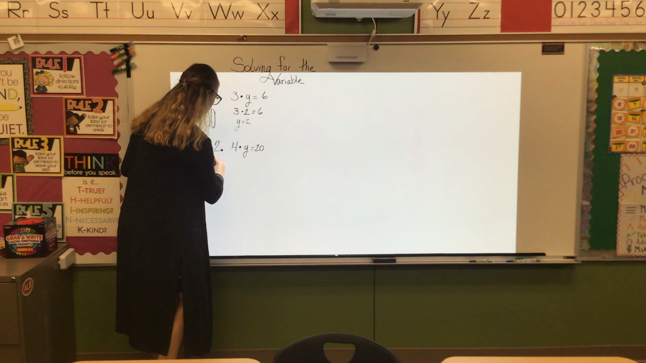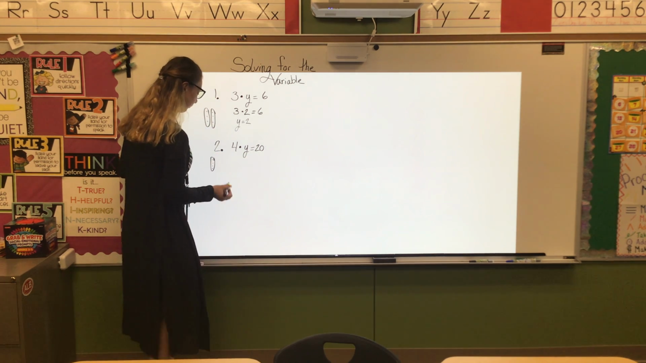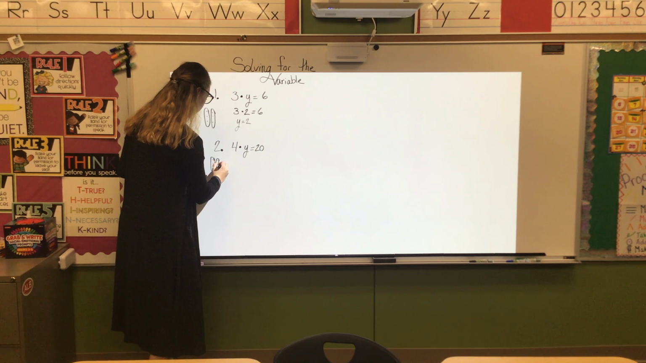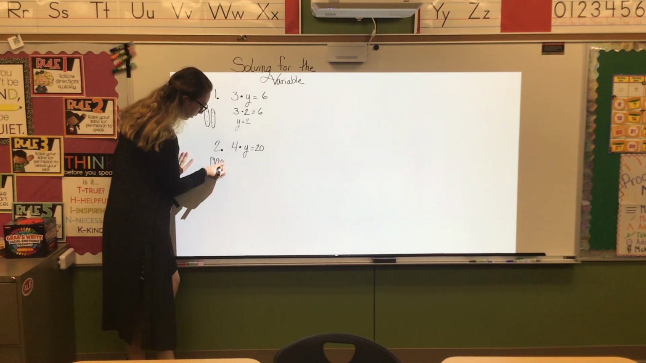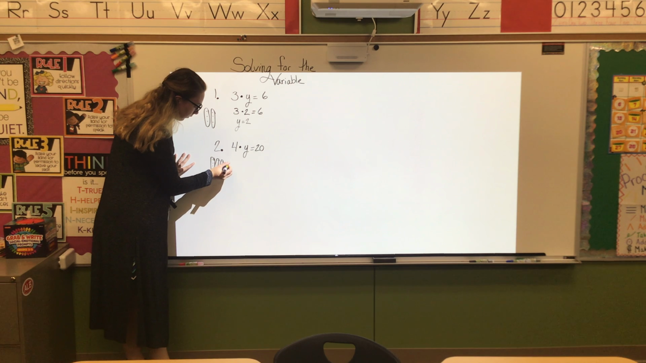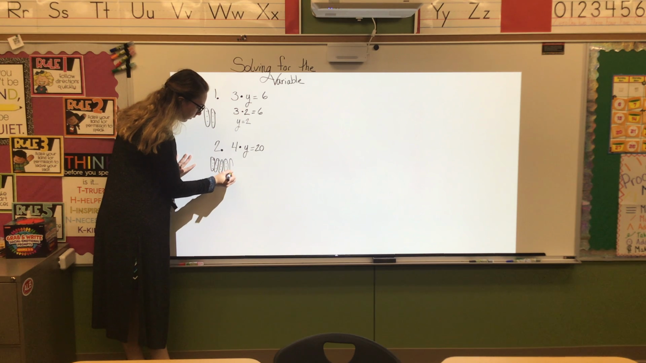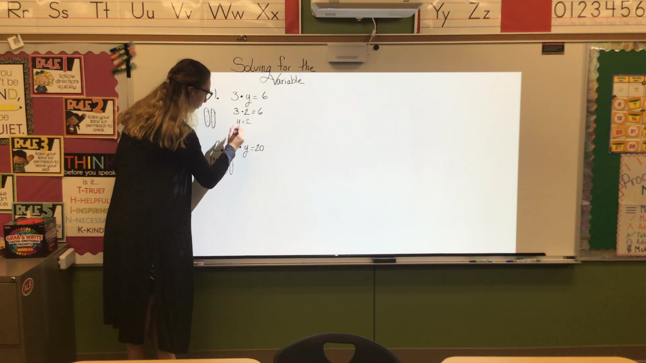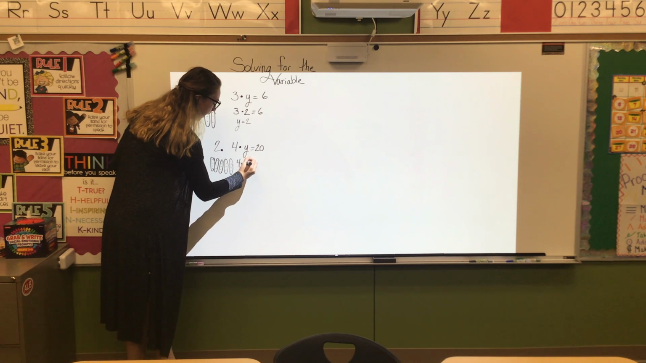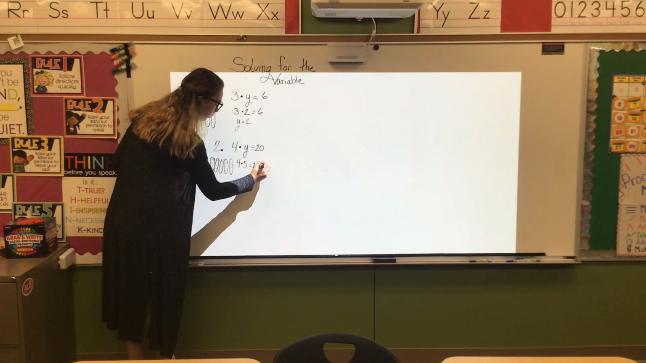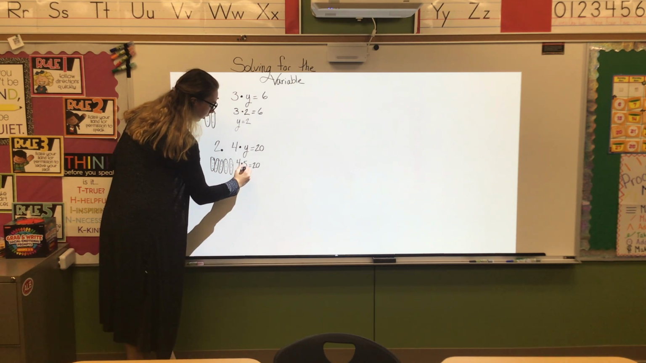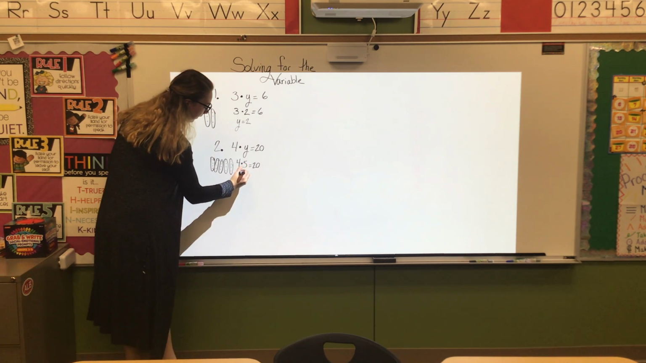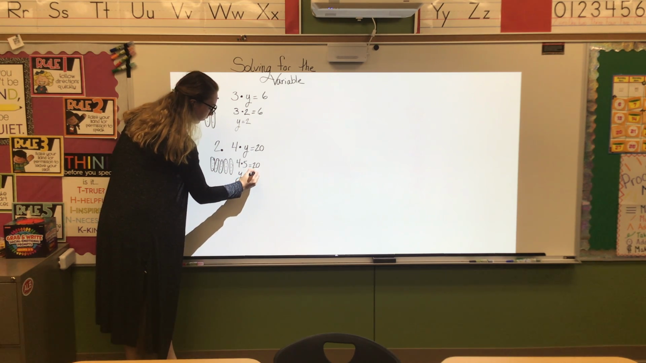So let's see. Let's do 4 one time. 1, 2, 3, 4. 2 times. 5, 6, 7, 8. 3 times. 9, 10, 11, 12. 4 times. 13, 14, 15, 16. 5 times. 17, 18, 19, 20. How many times? 5 times. So our equation is really 4 times 5 equals 20. Or, not or, but we solve for y and we find out that y is equal to 5.